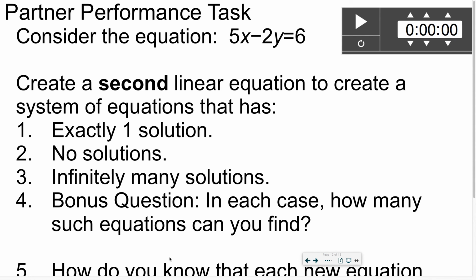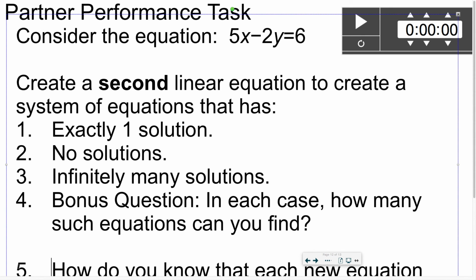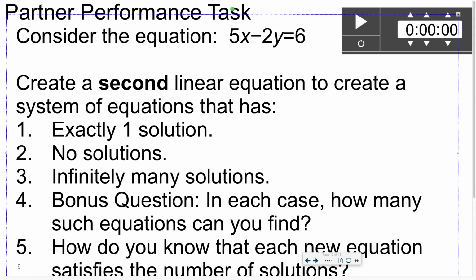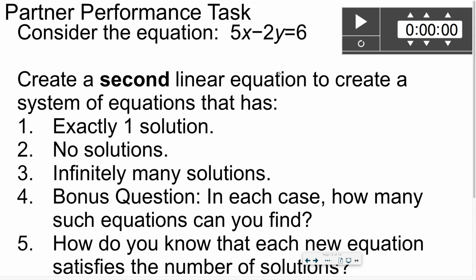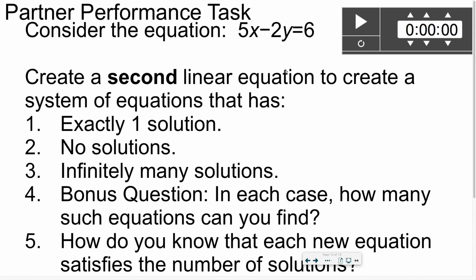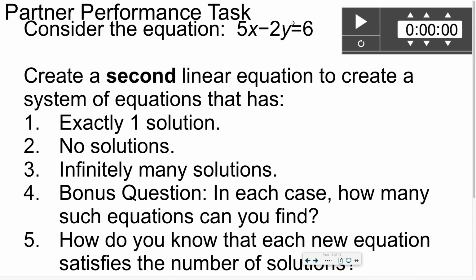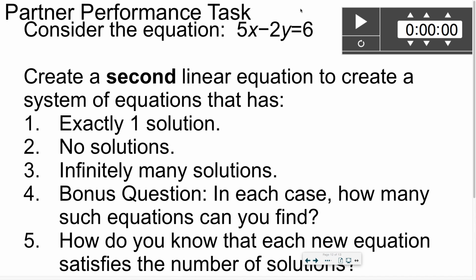Okay. So consider this equation, 5x minus 2y equals 6. So what I want you to do is create another equation to make a system of equations, so create one equation that shows that that system would have exactly one solution. Create another equation to go with this one, to show that that system has no solution. And then another equation to go with this one, to show that that third system has infinitely many solutions.